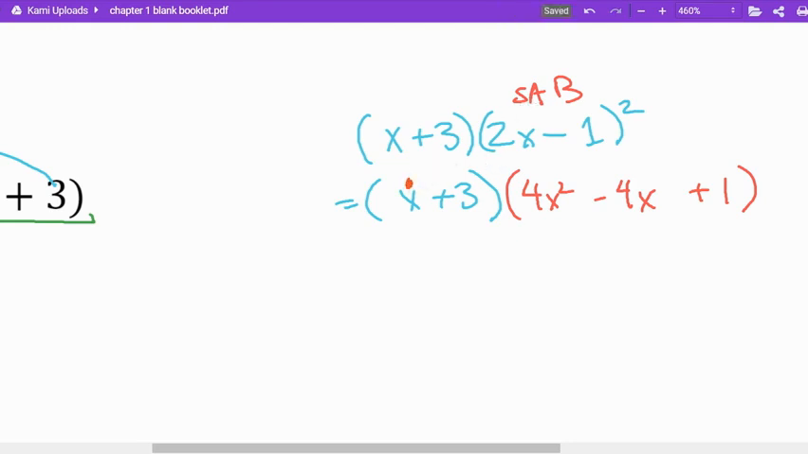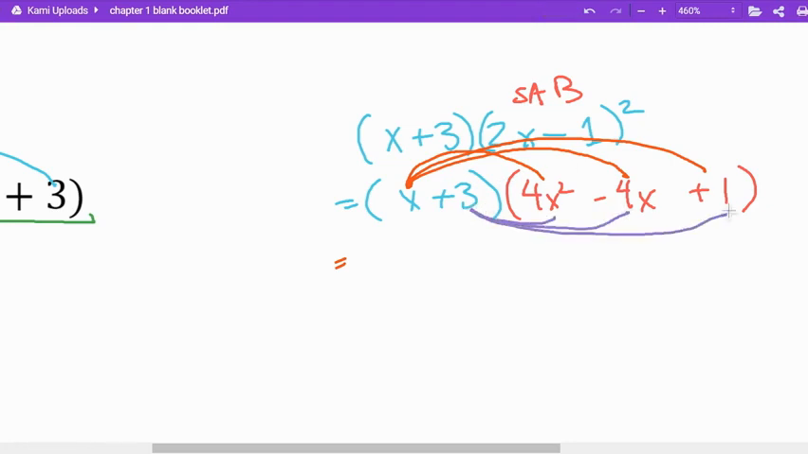All right, so the x. X has to multiply one term, two term, three term. It's a triple rainbow. Okay, so I'm going to do that. And then the 3 multiplies every term in the second bracket. 1, 2, 3.